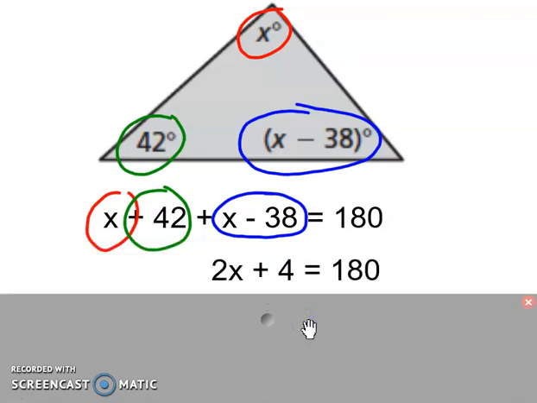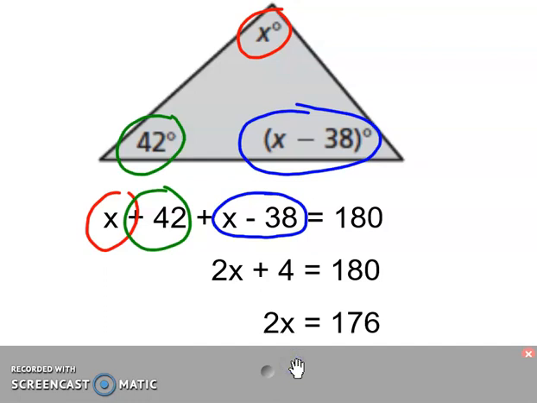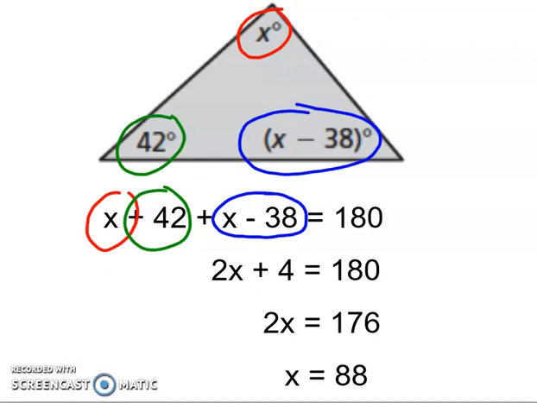So we can combine our like terms. x and x is 2x. Positive 42 minus 38 is 4. And that's still equal to 180. We want to get x all by itself, so we want to subtract 4 on both sides. Now we want to get x all by itself, so we divide by 2 on both sides. So we get that x is going to be equal to 88 degrees. Oh, and what did I forget to do? Box in that answer. There we go.